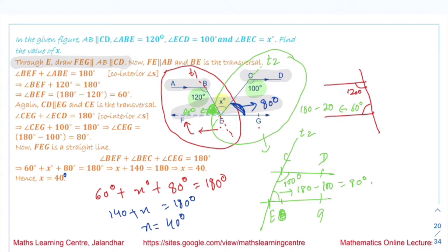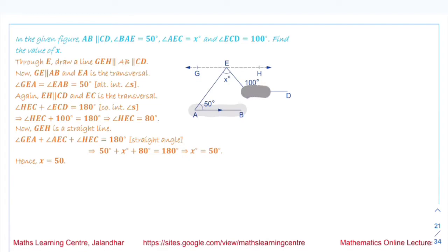Now in the next question, it is given that AB is parallel to CD, and these angles are given. This angle is 50 degrees, this angle is 100 degrees, and we have to calculate the value of X degrees. So the construction we are going to do: the figure that is given to us is just this, this is AB, and this line over here is CD.